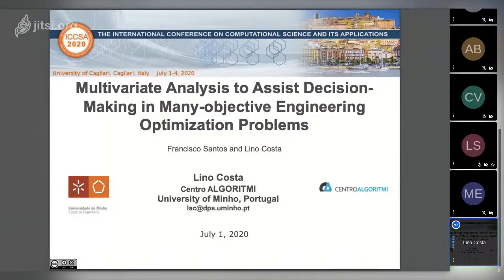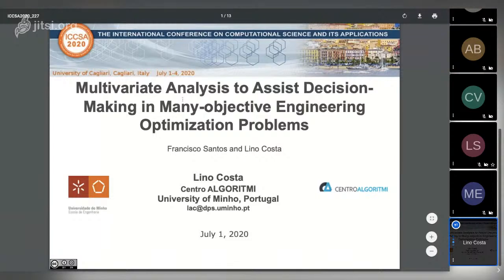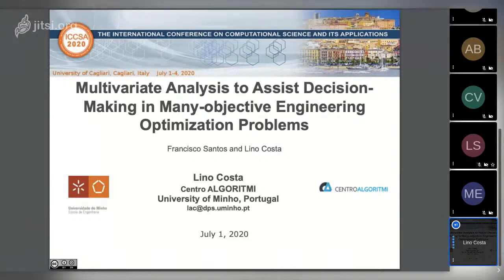I am from the University of Minho in Portugal, and this is a joint work with Francisco Santos. In this work, we have applied a multivariate analysis to assist the decision-making process in many objective engineering optimization problems.